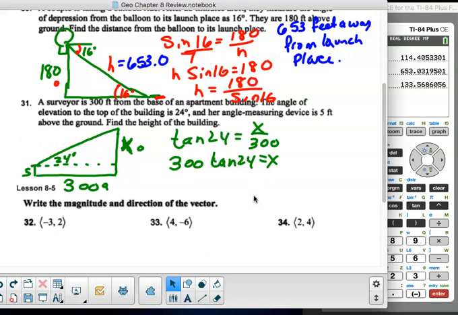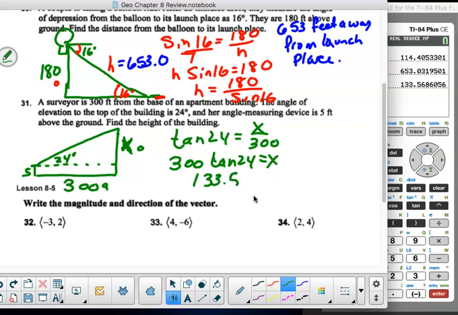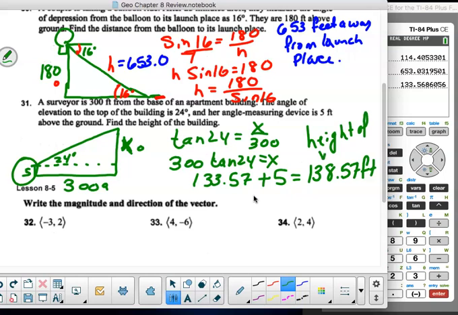Now, they want the height of the building with the measuring device 5 feet up. They don't tell me anything here, so I'm just going to do the height of the building to the nearest hundredth. So the height so far is 133.57. Now add in 5 feet, because this 5 feet is above the ground, so it's 138.57 feet is the height of the building.